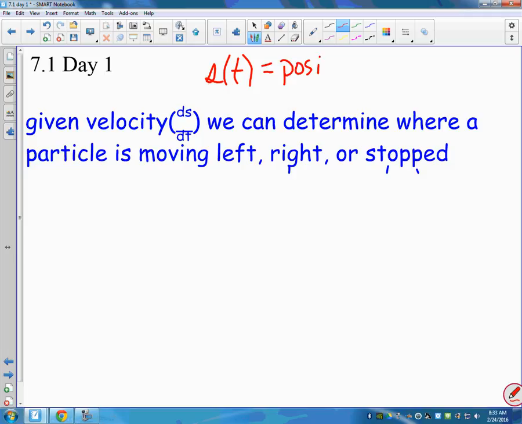We haven't talked about position, velocity, acceleration, jerk in a while, right? But if we were given the derivative, we could determine where the particle is moving left, where is the particle moving right, and where is the particle stopped. How could I use my derivative to know when a particle was moving to the left, or moving backwards, or falling? Yeah, when velocity is negative, right? So this would be when ds.